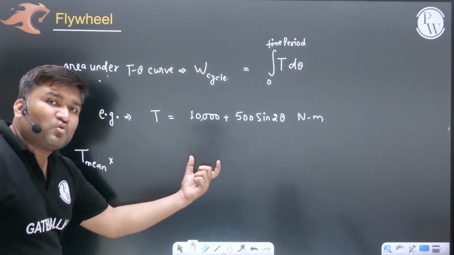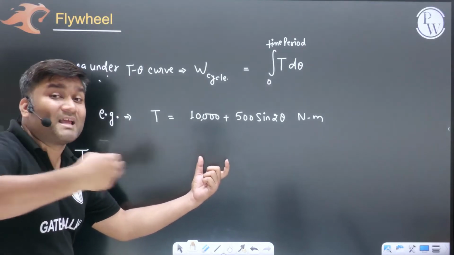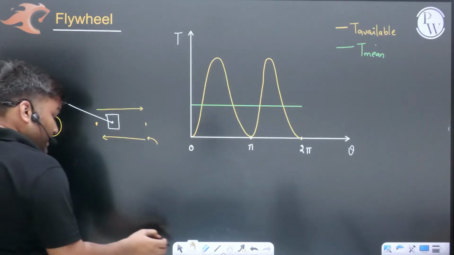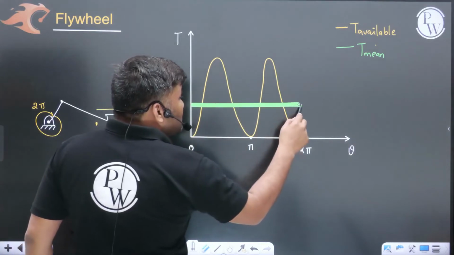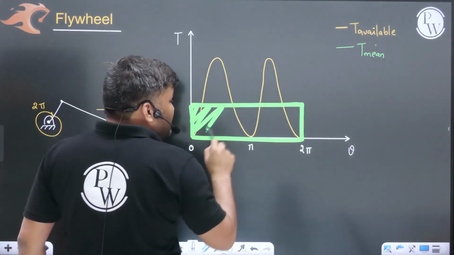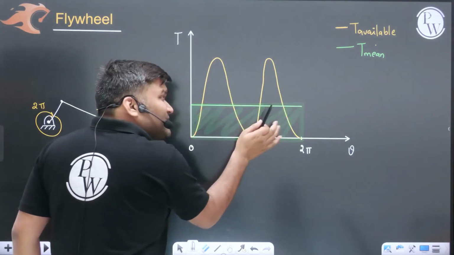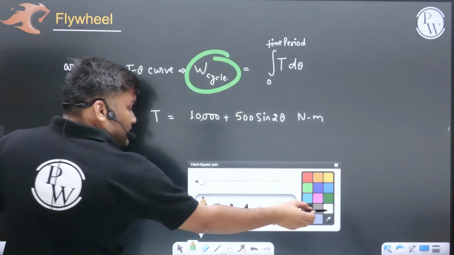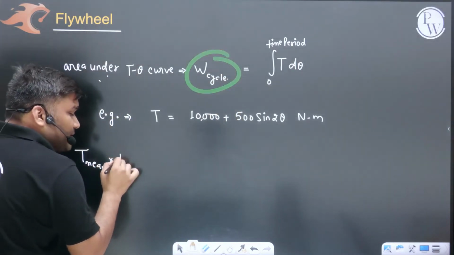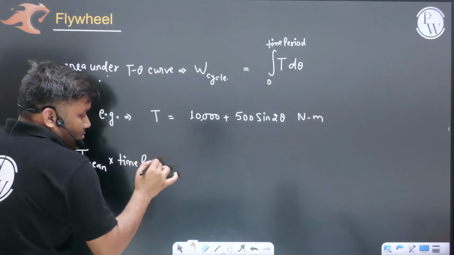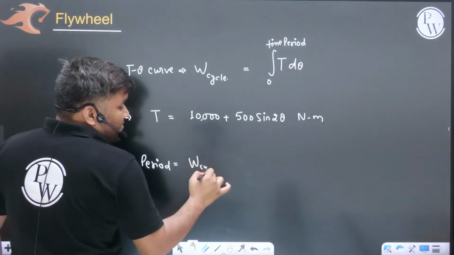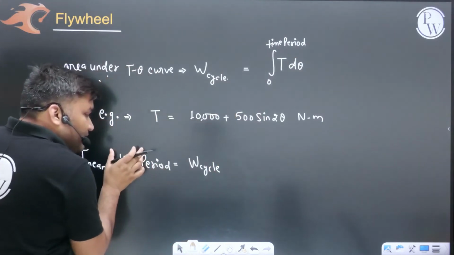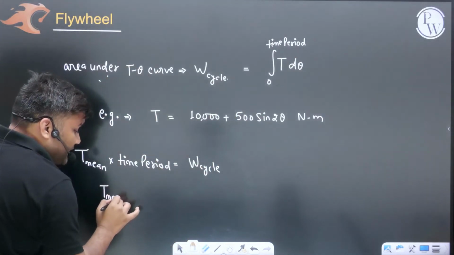Same amount of energy. You are assuming that if this amount of energy was available at a constant rate, how much would that torque be? Mean torque, area under the curve, how much will it be, beta? This entire energy is exactly the same as the total energy you calculated earlier. Can I write that? Mean torque multiplied by the time period is equal to the work done in one cycle. So whatever you have calculated, divided by the time period, you will get the mean torque.